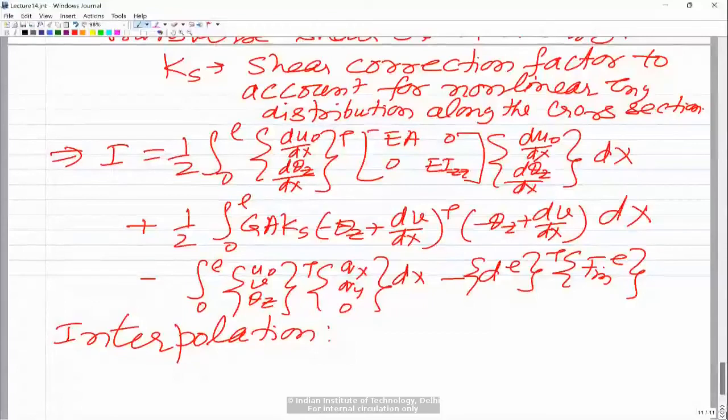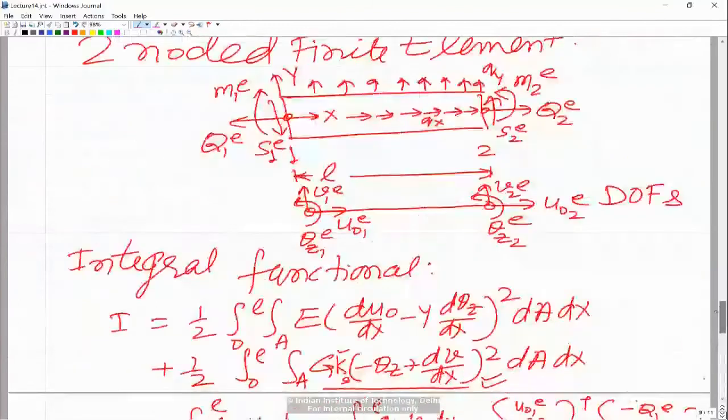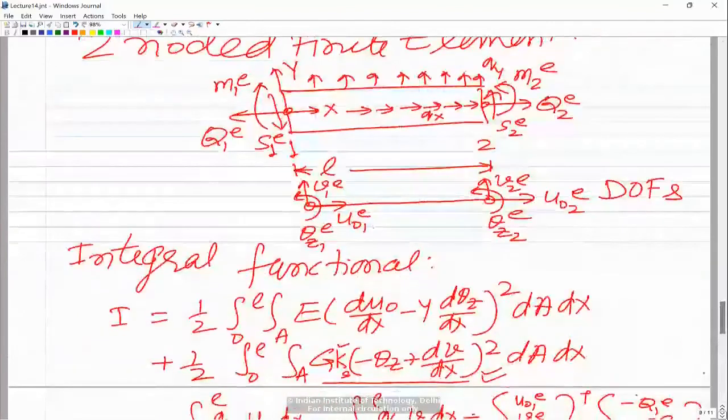So if we want u naught, v, and theta z to be continuous, that means these u naught, v, and theta z have to be degrees of freedom at the end nodes. And if you look at the end nodes, we have these degrees of freedom. So corresponding to u naught, there are 2 degrees of freedom. Corresponding to v, there are 2 degrees of freedom. Corresponding to theta z, there are 2 degrees of freedom.